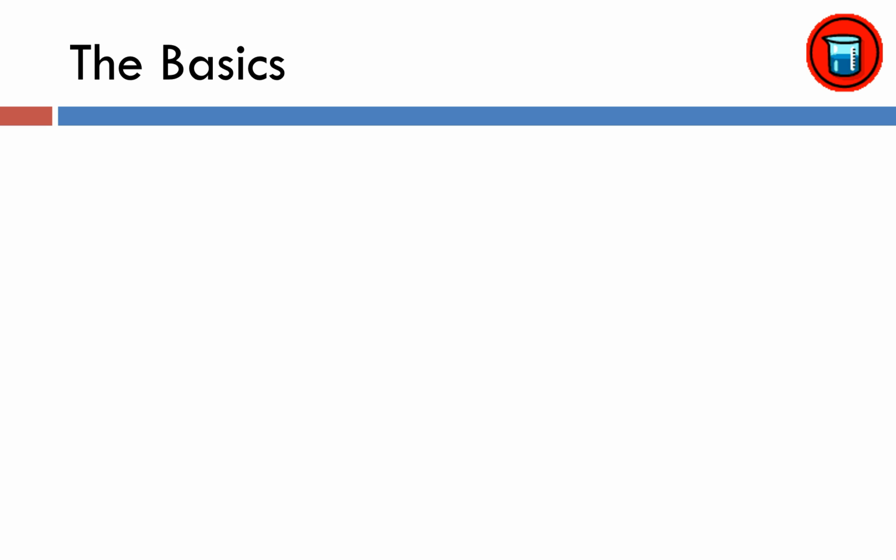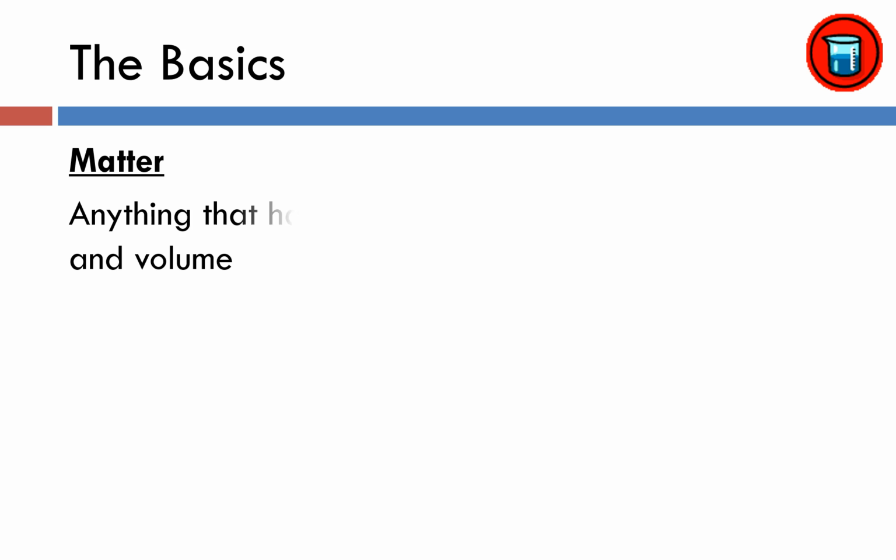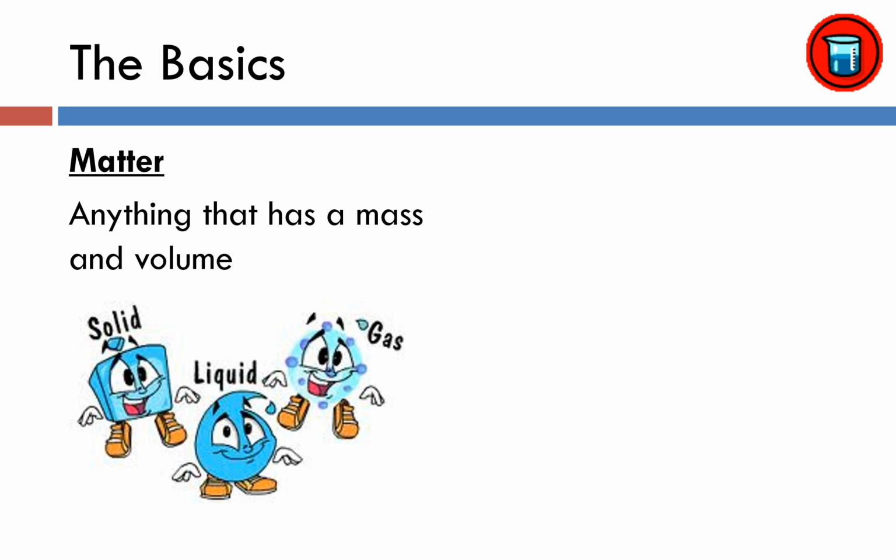Alright, so we'll talk about the basics. First off, when we say matter, we're just referring to anything that has a mass and volume. So that gives us plenty of things to study. We talked about the different phases of matter yesterday. We're going to be focusing on solids, liquids, and gases. We'll leave plasma and the likes for physicists to study.